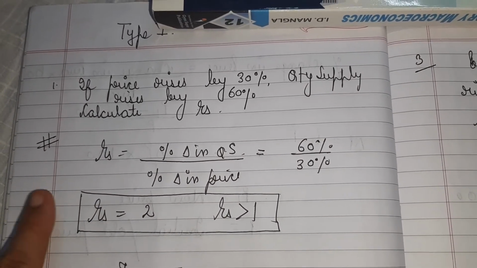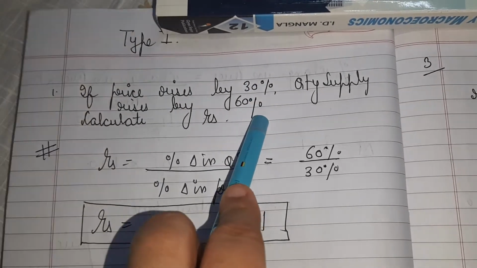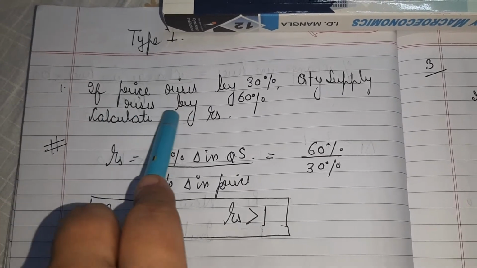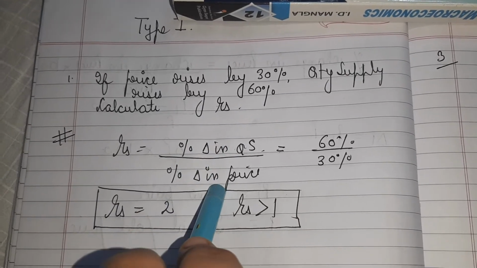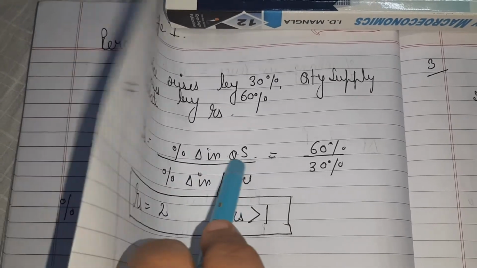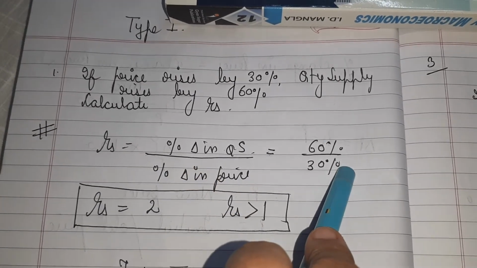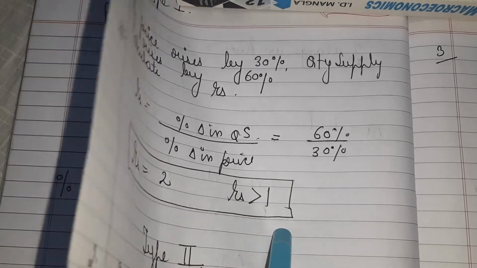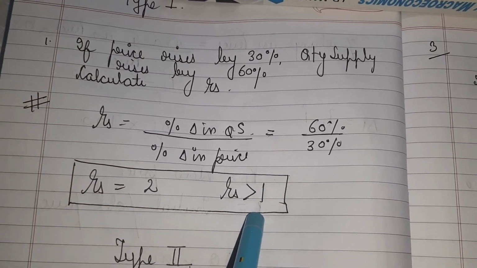If this is the first type, in this case both terms are given in percentage, that is, if price rises by 30%, quantity supply rises by 60%, calculate the elasticity. This comes for 1 mark hardly. The formula is percentage change in quantity supply upon percentage change in price. We put the values and we get the answer. This elasticity of supply is equal to 2, which is greater than 1. You need to mention this elasticity degree. We have done the degrees, so we need to mention this.